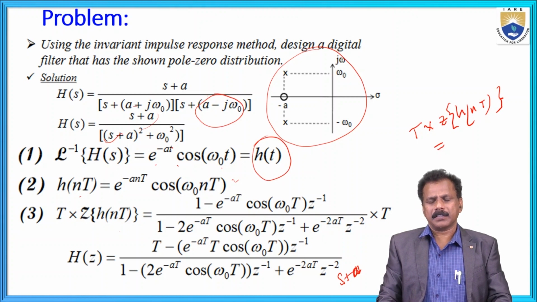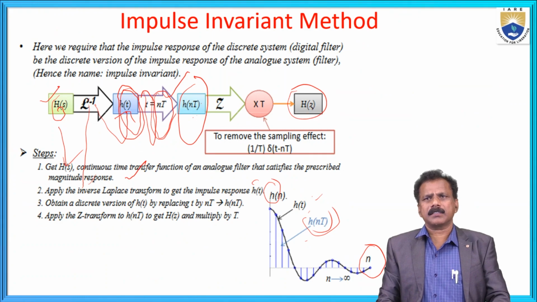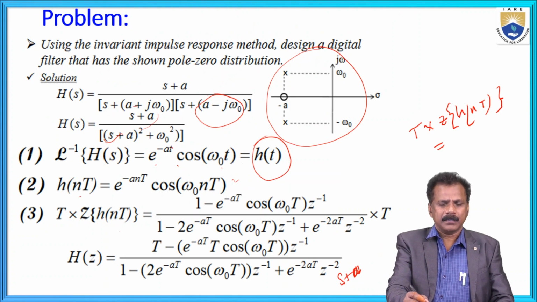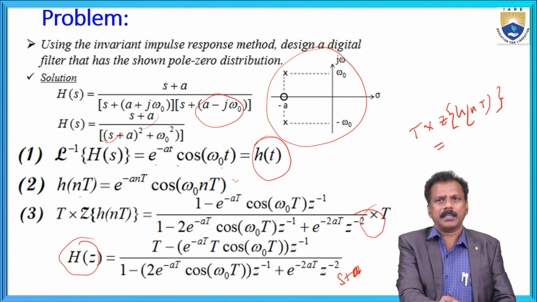After that we have to verify H of z. So how are we recognizing H of z? Apply the z transform of h(nT) to get H of z and multiply it by capital T. That's why it is mentioned. So multiplied with the capital T. Finally, H of z is equal to T minus e power minus aT into cos of omega naught T into z power minus 1, by 1 minus 2 into e power minus aT into cos of omega naught T into z power minus 1 plus e power minus 2aT z power minus 2.